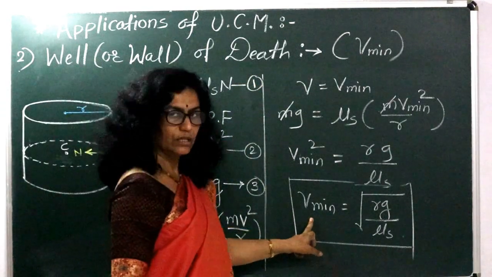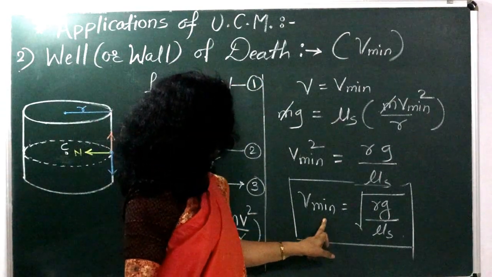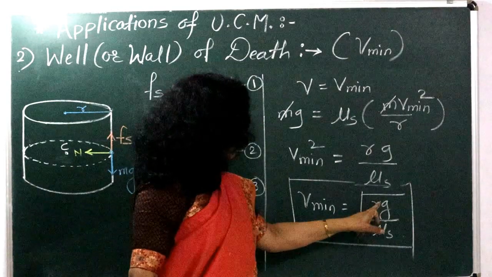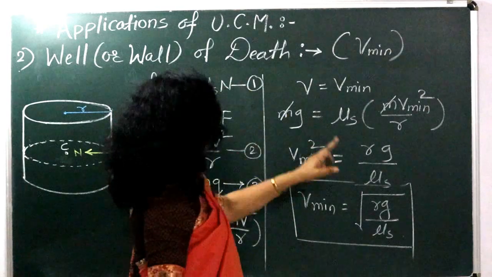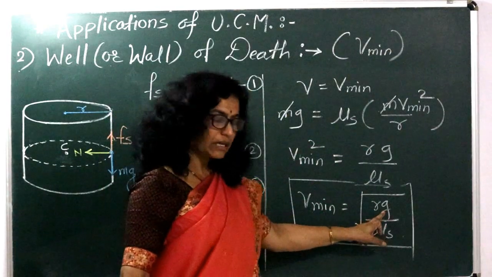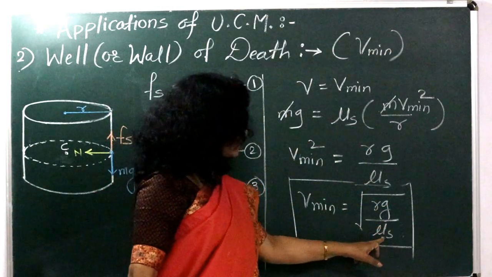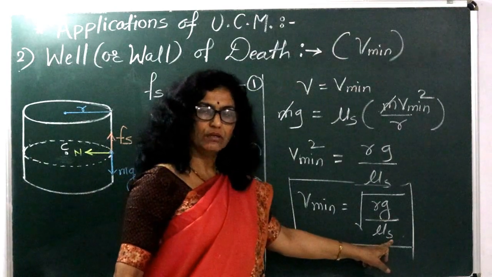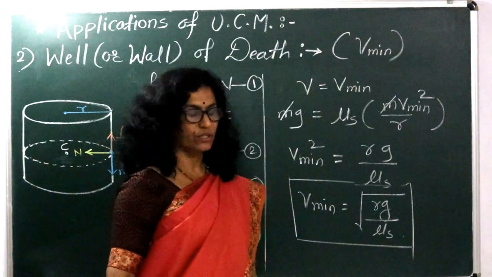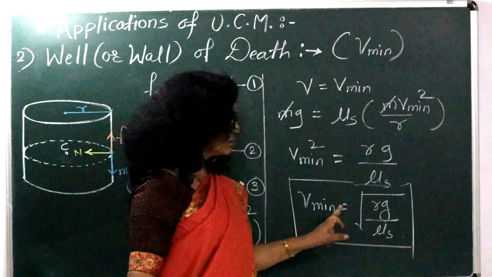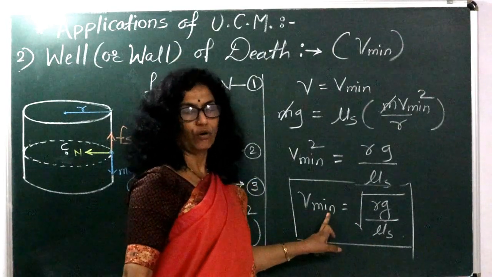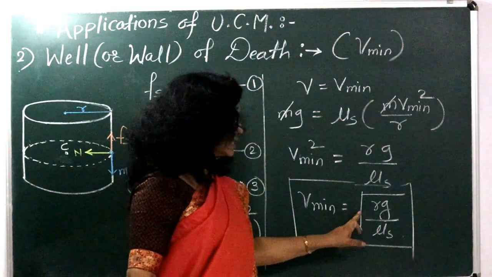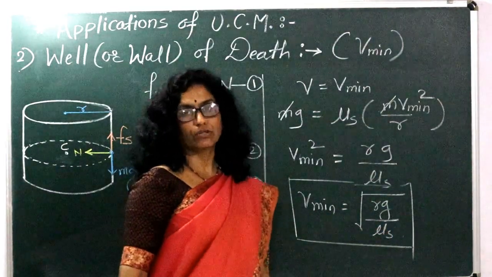Observe this equation, that is v minimum is the square root of r, the radius of this well of death, g the gravitational acceleration on the surface of earth, and mu s the coefficient of static friction. All these terms are constant, and that's why the minimum speed is constant for all types of vehicles. It does not depend on the mass of the vehicle.